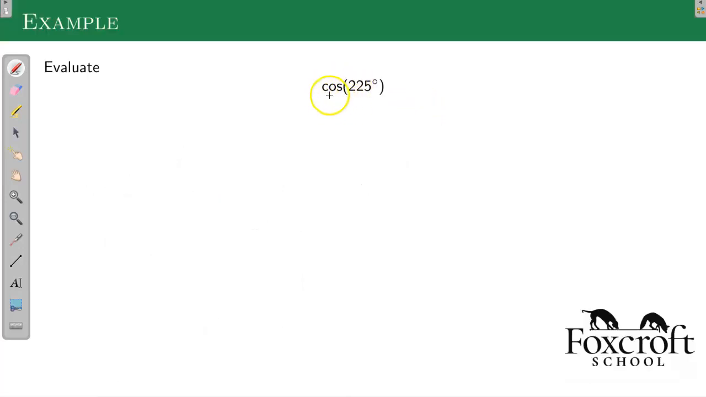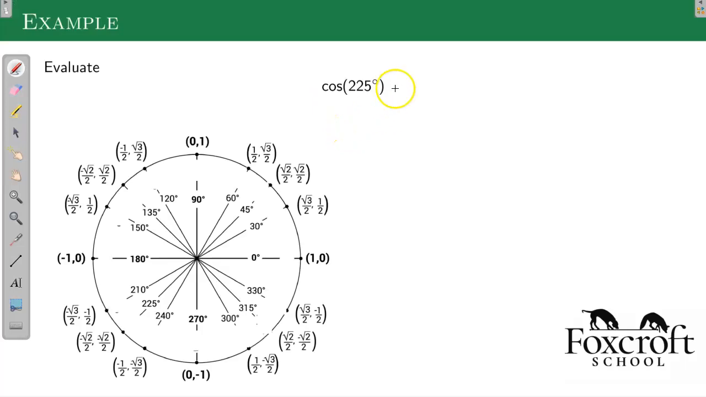Alright, cosine of 225. In time, when you do this more and more often, you won't need to pull up the unit circle every time. You can kind of reason through it, but we're still learning and getting proficient at this, so we'll look at the unit circle, 225. Cosine is the x value, negative square root of 2 over 2.